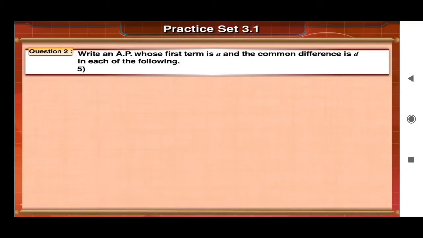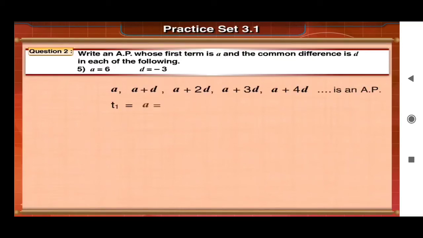Five. A is equal to 6. D is equal to minus 3. T1 is equal to A, and it is given as 6. T2 is equal to A plus D, which is equal to 6 plus minus 3, that is equal to 3.